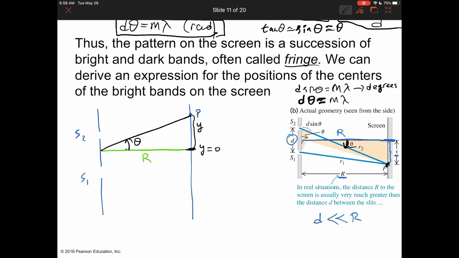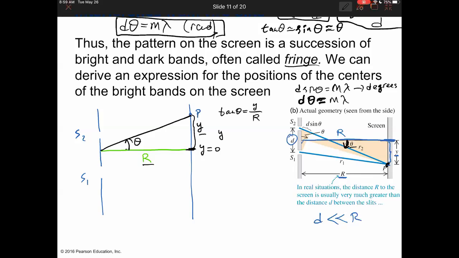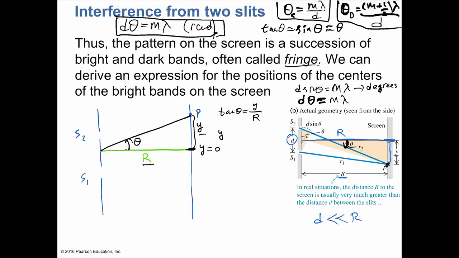Now, you can see what I have here: this is R, which is the distance from slits to the screen, and this is y, and this is theta, and what you have is just a right triangle where those three things are related to one another using the tangent of theta. So tangent of theta equals opposite over adjacent, which is R. That means I can write this vertical position y of the point of interest from this equation: y equals R times tangent of theta.